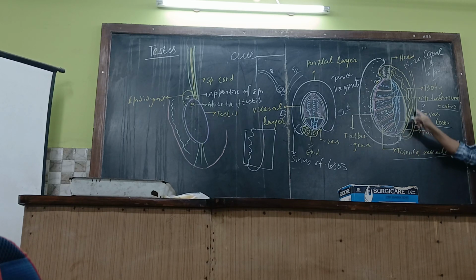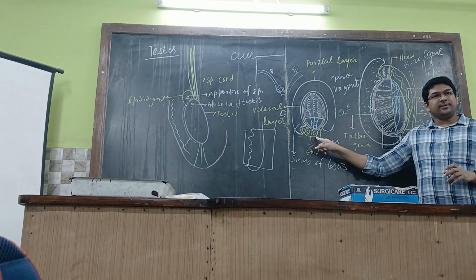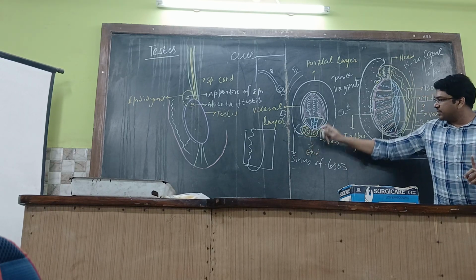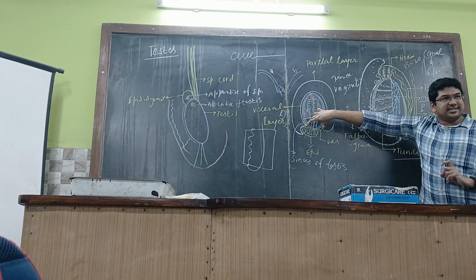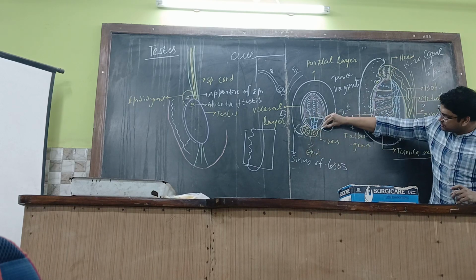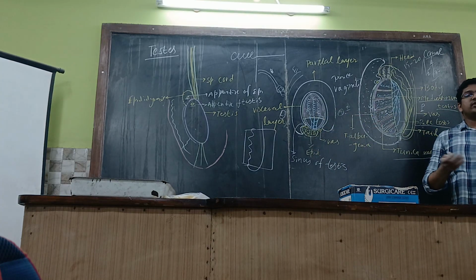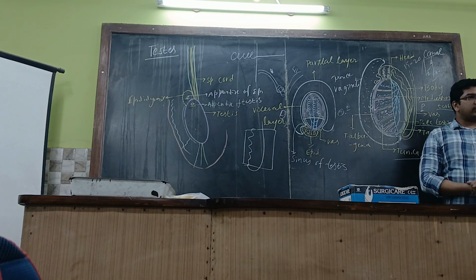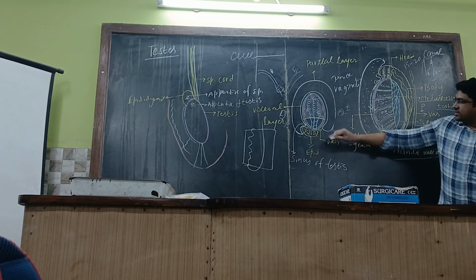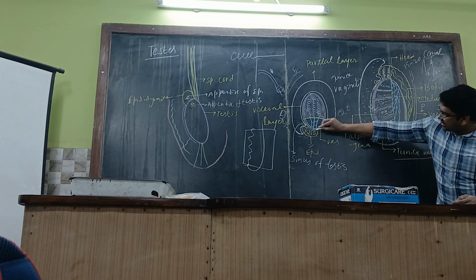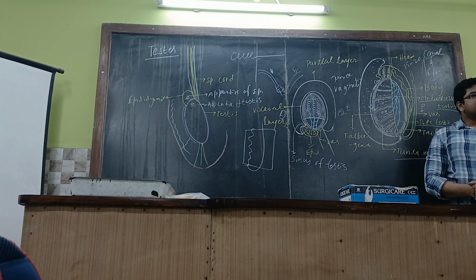And this tail continues as the vas deferens, which is one of the components of the spermatic cord. So where will the spermatic cord be attached to the testis? The posterolateral aspect of the posterior border of the testis is occupied by the epididymis, and this part is the vas deferens. The attachment of the spermatic cord is towards the posterior medial aspect of the posterior border.